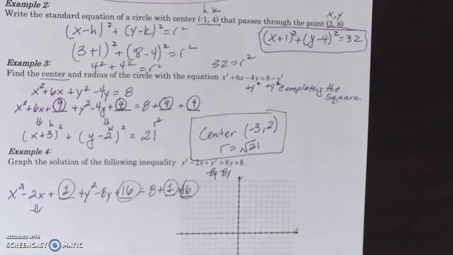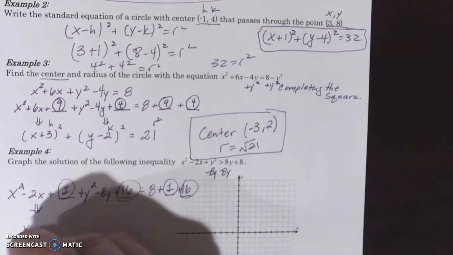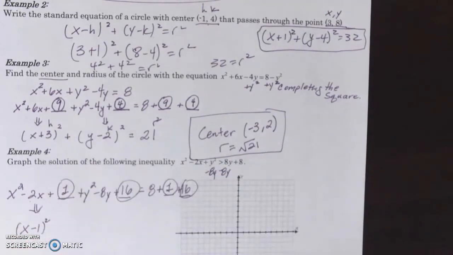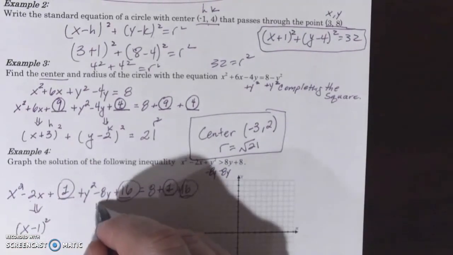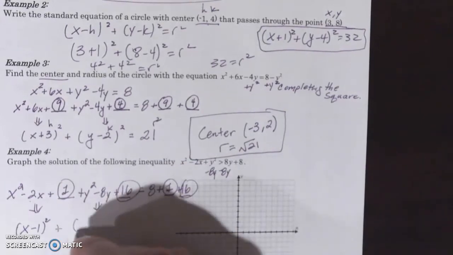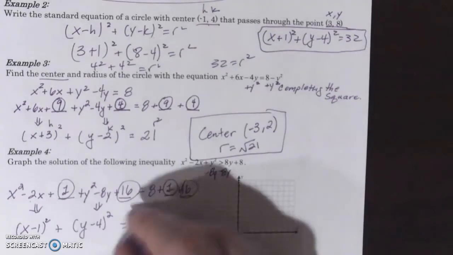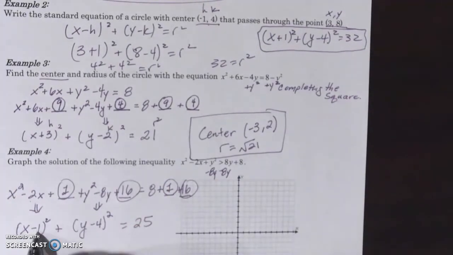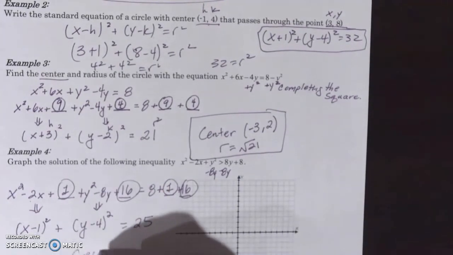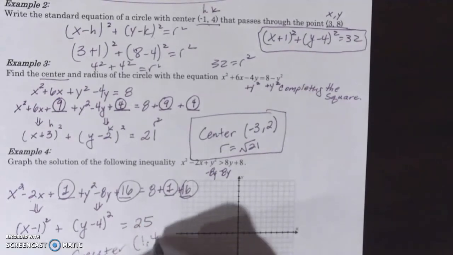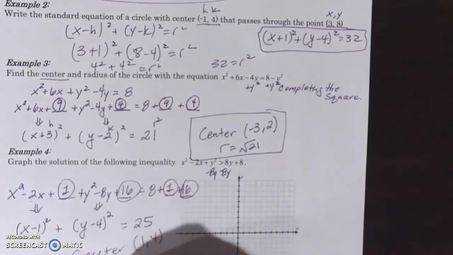Factor my x squared minus 2x plus 1. That is a perfect square trinomial. We'd get x minus 1 squared. Factor my y's. That would factor to y minus 4 squared. 8 plus 1 plus 16 happens to be 25. There's your center, 1 comma 4. There's your r squared, meaning the radius is 5.